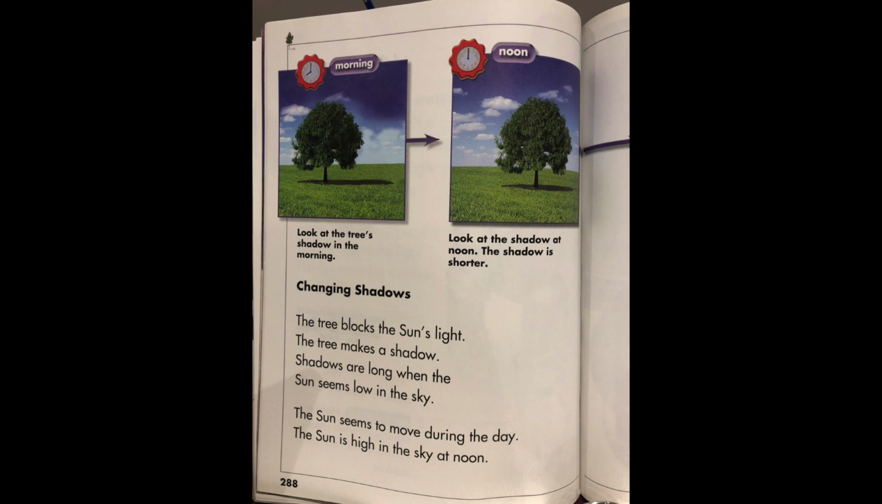So changing shadows. The tree blocks the sun's light. The tree makes a shadow. Shadows are long when the sun seems low in the sky. The sun seems to move during the day. The sun is high in the sky at noon.